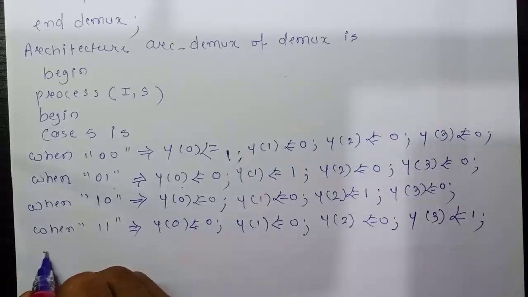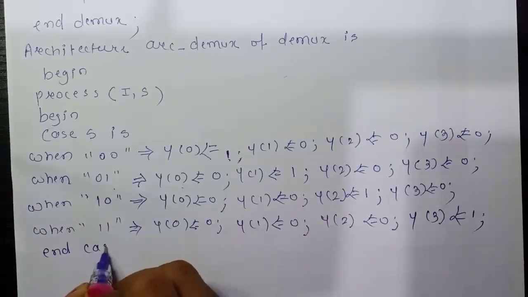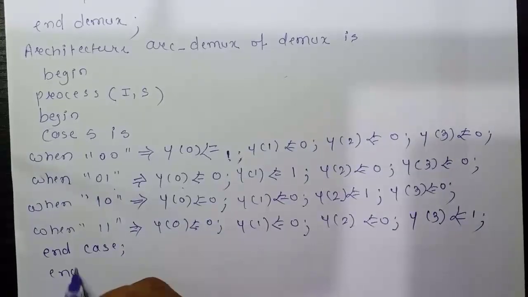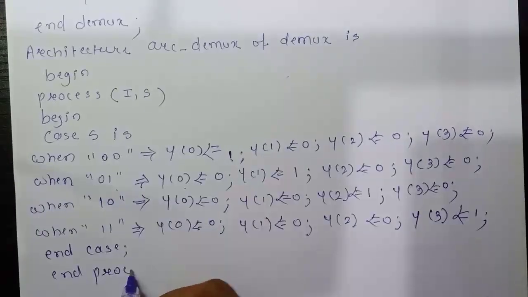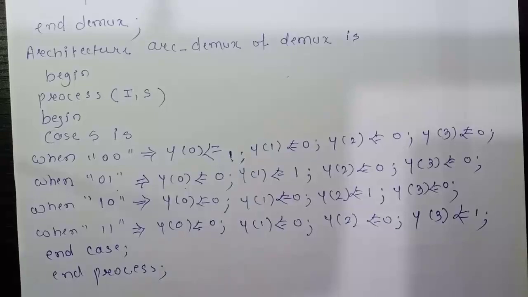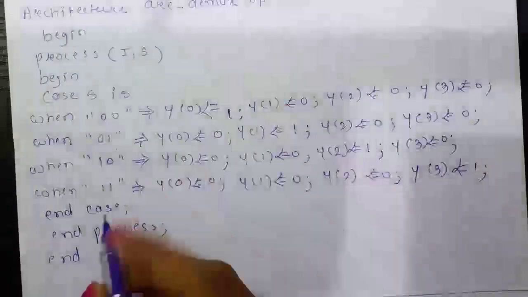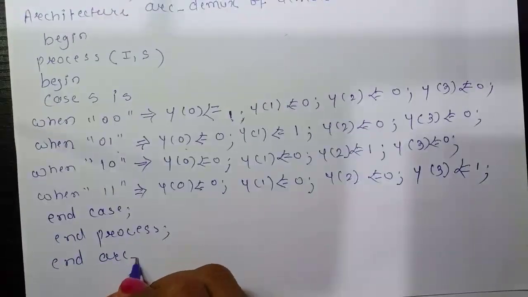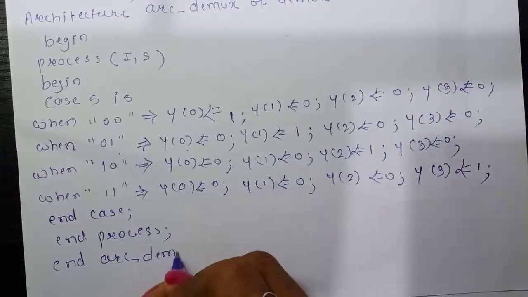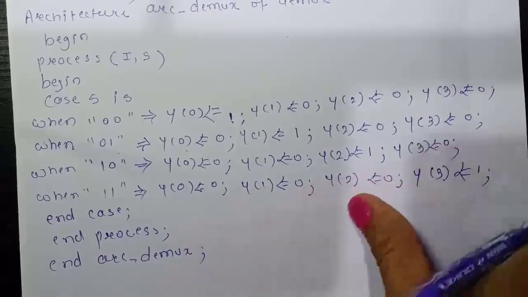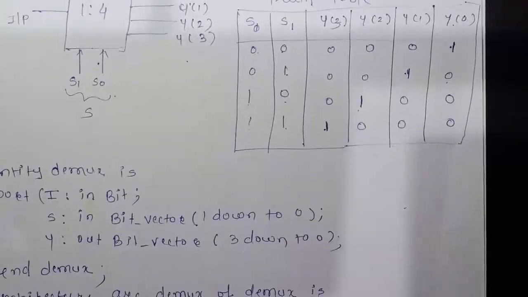Okay, after that we have to end our case, that is end case. Then we have to end process and then end architecture, followed by the name of the architecture. Okay, so this is all about the 1:4 demultiplexer.